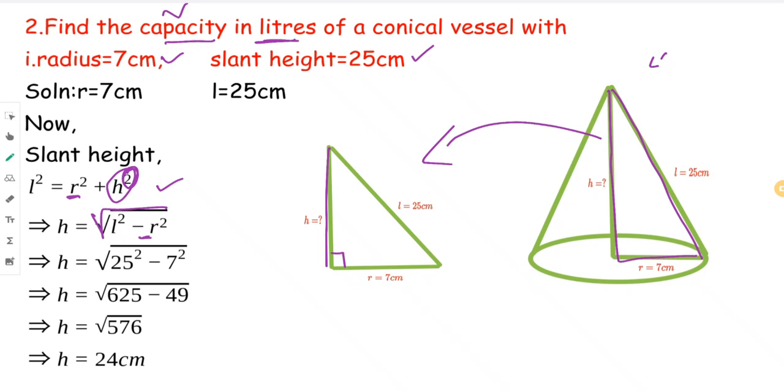Then we have L² minus R². L is 25, I already put the value. R is 7. So 25² minus 7². 25² means you multiply 25 into 25, and we're going to get 625. 7² means 7 into 7, and I'm going to get 49. When you subtract, we're going to get 576. And what is the square root of 576? 24. So now we know the height.